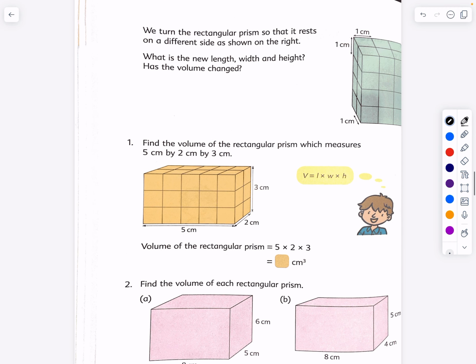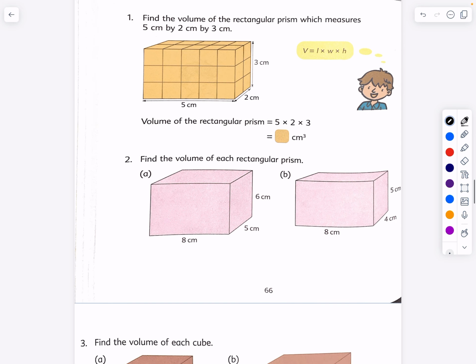Let's start practicing. What if we turn the prism upside down? Nothing changes. You just change your point of view, but the volume didn't change. Let's practice. Find the volume. We have a rectangular prism. Length equals 5. That's given. Width equals 2. And height equals 3. Therefore, 5 times 2, always do it the best way for you. The easiest calculation becomes 30 centimeters cubed.